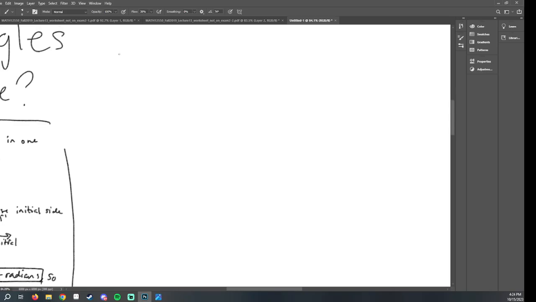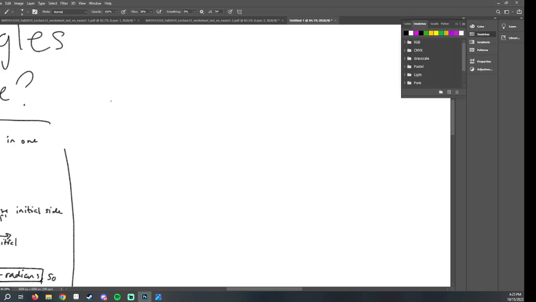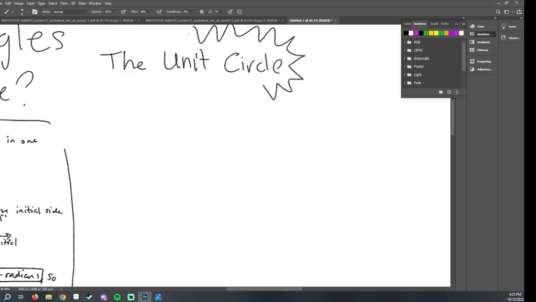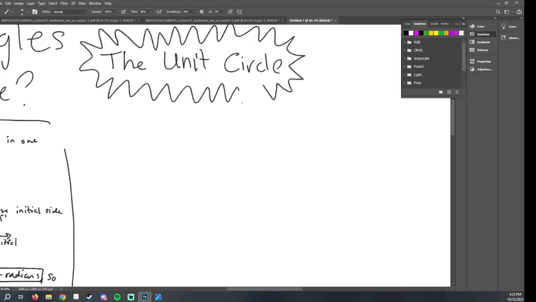Time to talk about the unit circle. This is probably the most important mathematical object that we will be dealing with in this unit, in our trigonometry unit. It's the most important mathematical object to trigonometry.